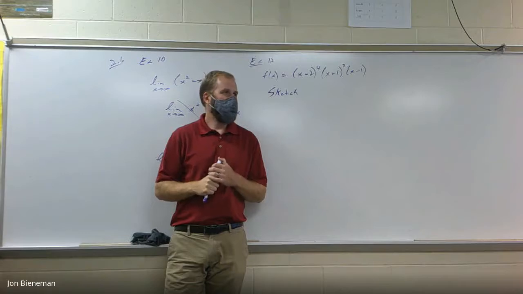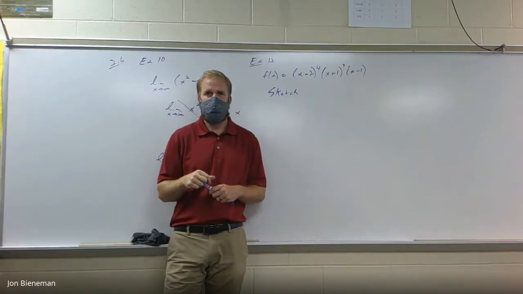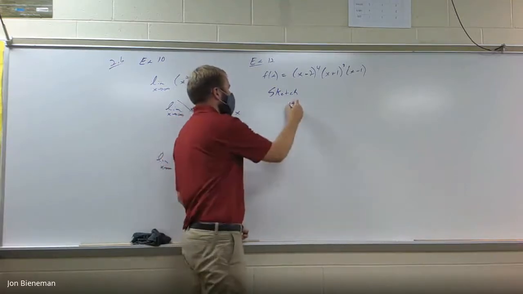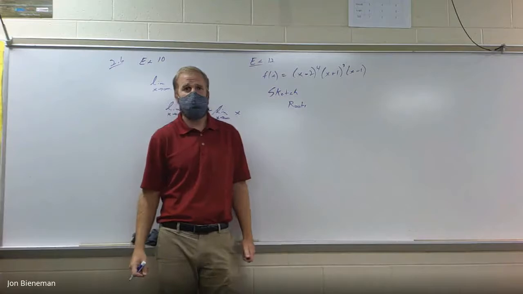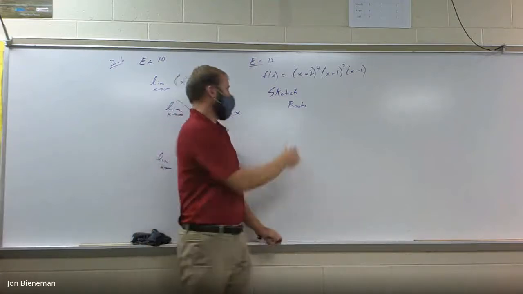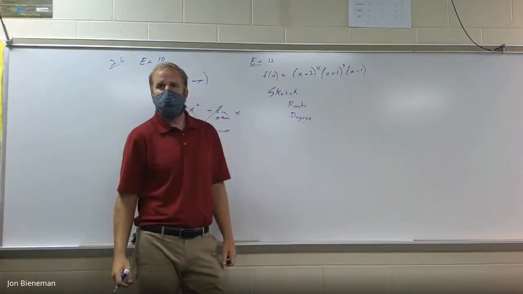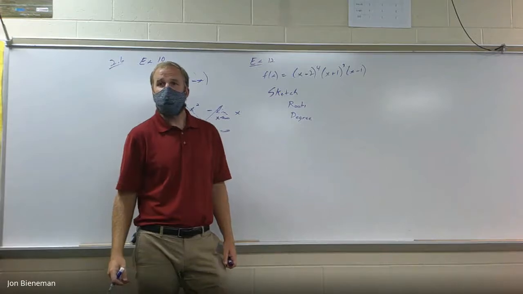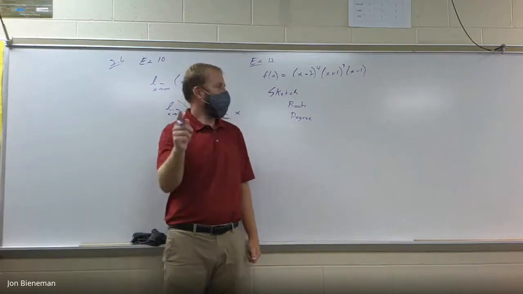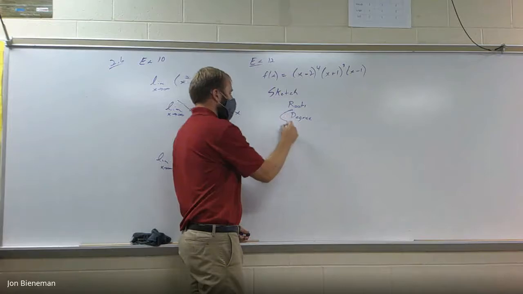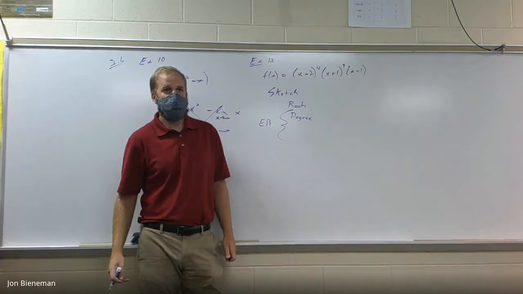What do we know is the most important thing when it comes to sketching polynomials? The roots. Okay, that's going to help us make a really accurate sketch. What else do we need to know? Degree. And last but not least, end behavior. So what last piece of information do we need for end behavior? What's the last piece of information we need to know?